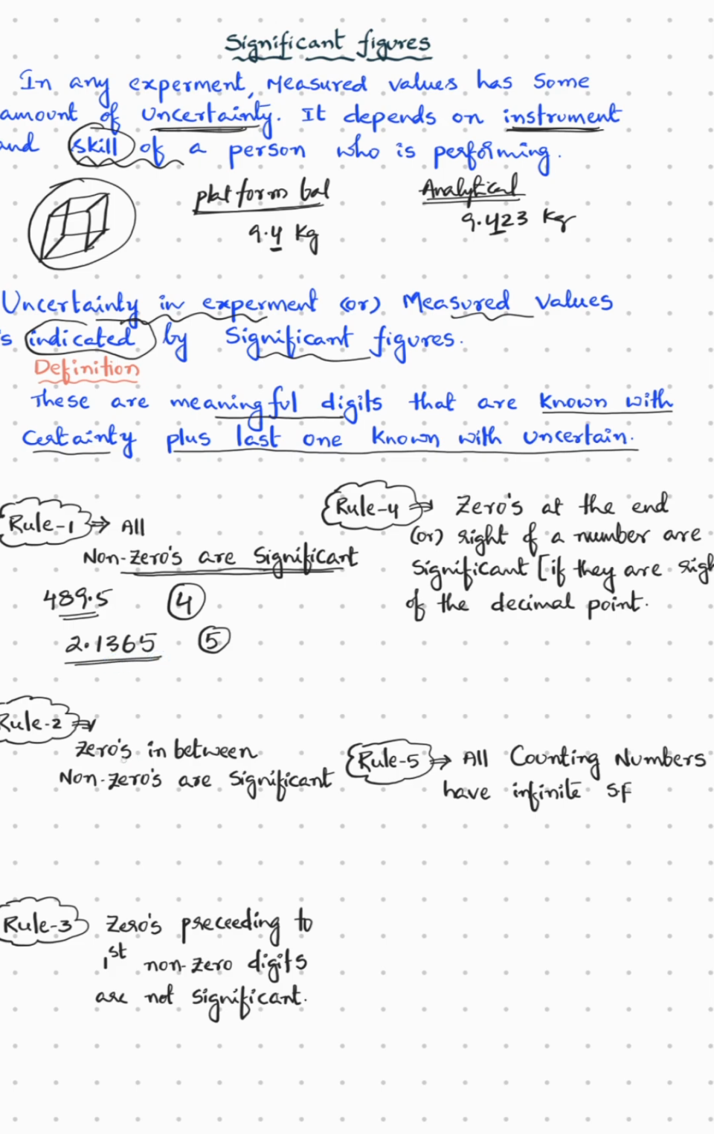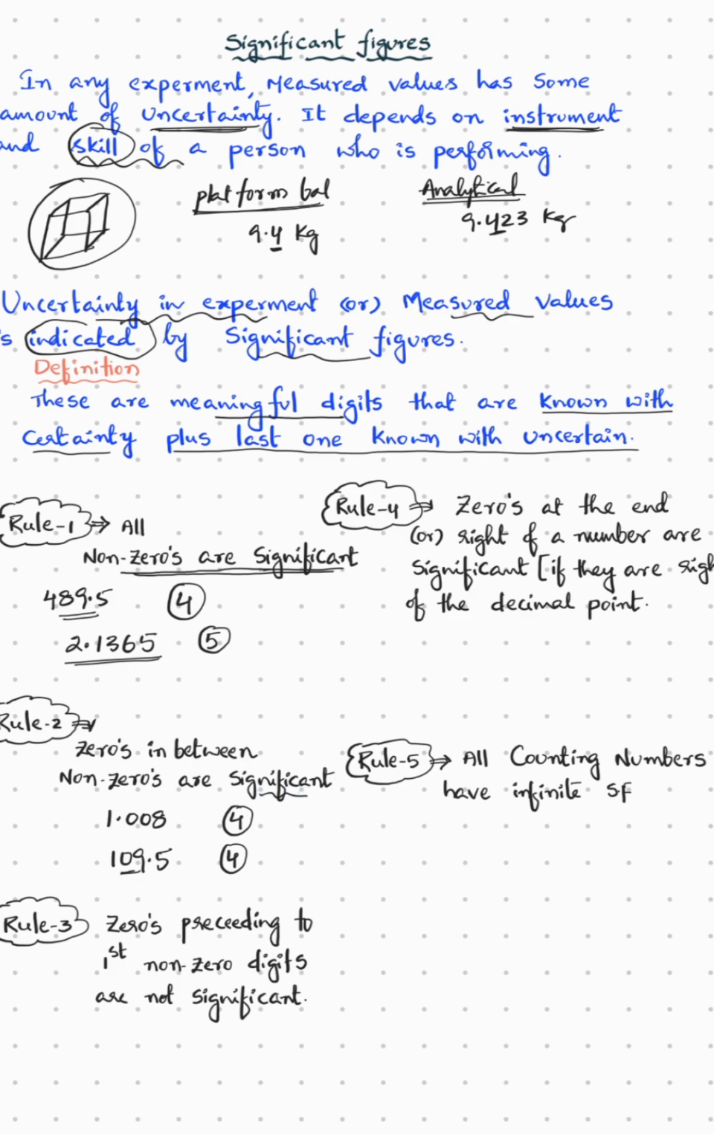Next, rule number 2: zeros in between non-zeros are significant. For example, 1.008. Here there are two zeros, they exist between 1 and 8, so they are also considered significant figures. So here the total significant figures are 4. In the same way, 109.5. Here also 4. So if 0 exists between two non-zero digits, that is also considered significant.